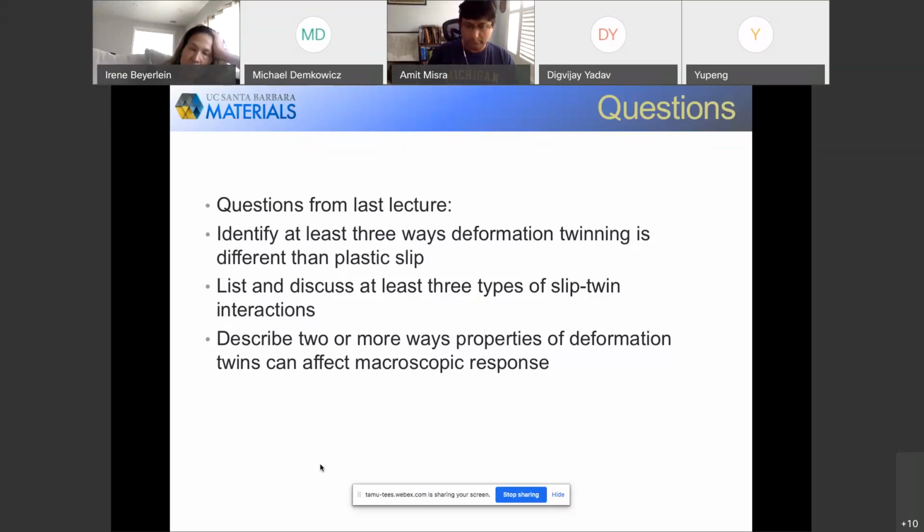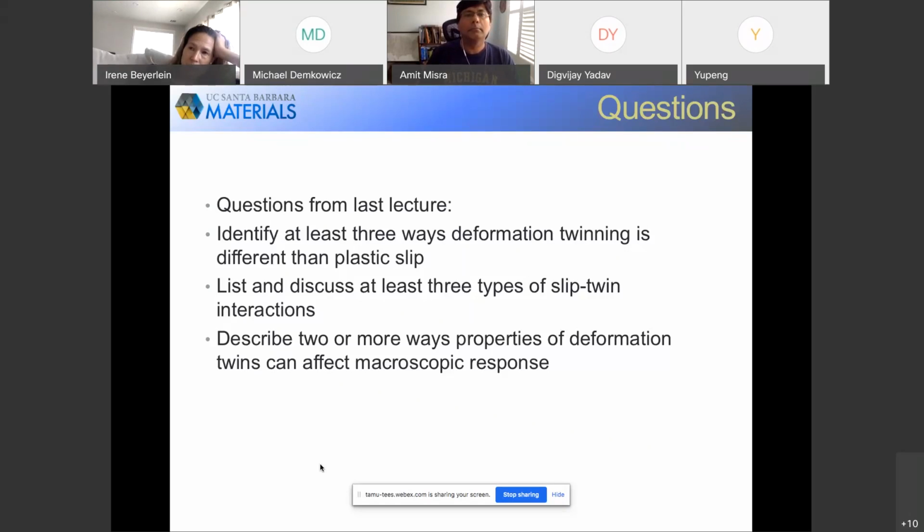But that first event involves atomic shuffling within a cluster of adjacent planes, and that number has yet to be decided. But some atomistic calculations show that it can be up to about 17 adjacent planes, so it's sizable.